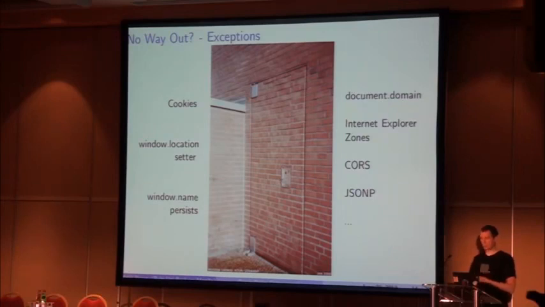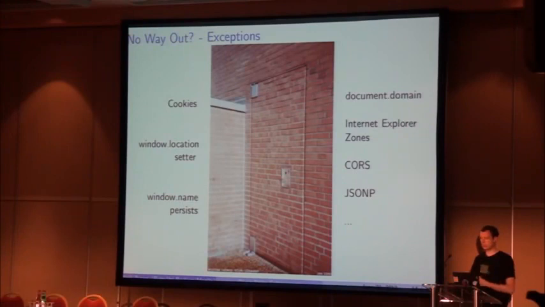Then there's window.location. If the window object you have belongs to a different window that might be in a different origin, you might think all the attributes are not really accessible. But you're somehow able to set window.location even if the window belongs to a different origin. That's just one of dozens of different exceptions.